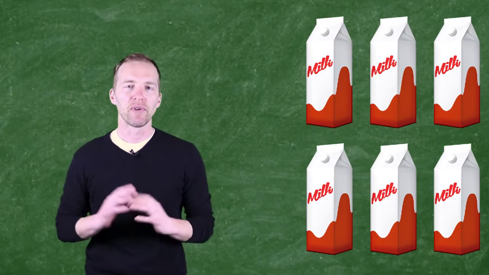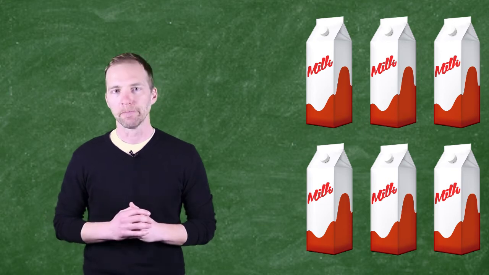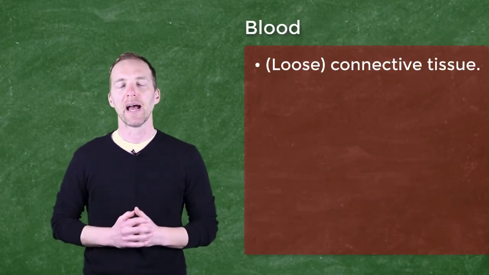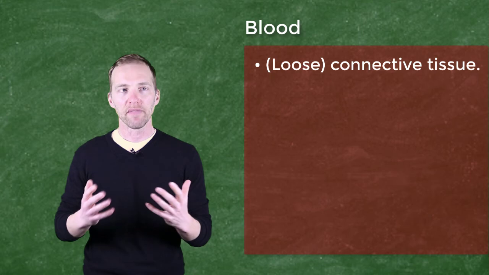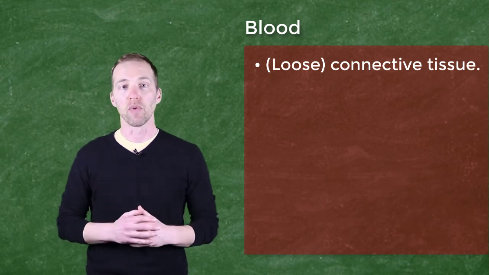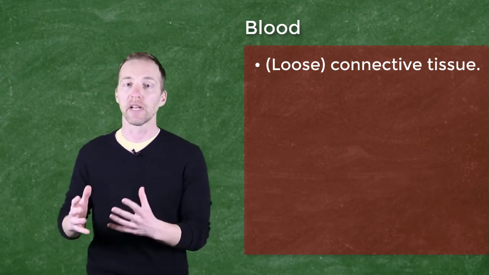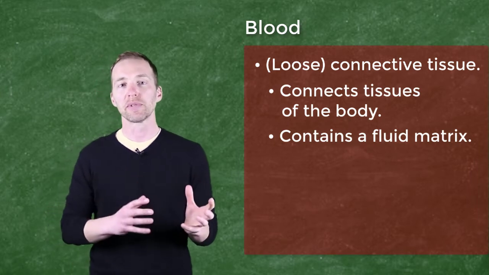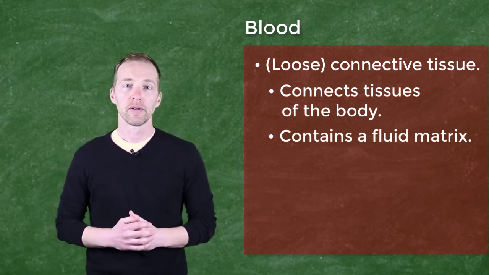So right now, you've got about 5 or 6 liters of blood in your body. Blood is what we classify as a connective tissue. Part of that being because embryologically it derives from the same source as other connective tissues, but also because it helps connect one system to another.